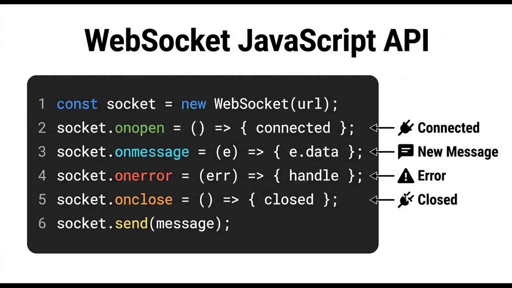Then onerror, if something goes wrong. And finally, onclose, when the connection is closed, either by you or the server. To send data to the server, you just call socket.send with your message. That's it. 4 events and 1 method, and you have a full real-time bi-directional communication channel. It genuinely doesn't get much cleaner than this.